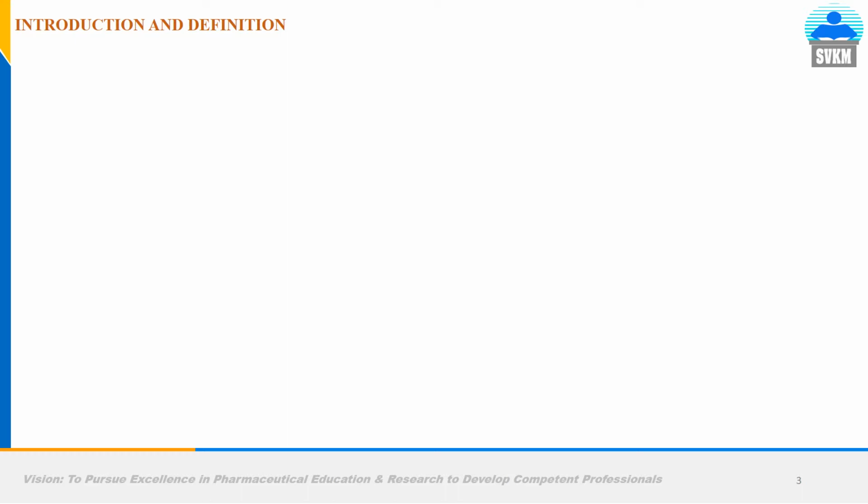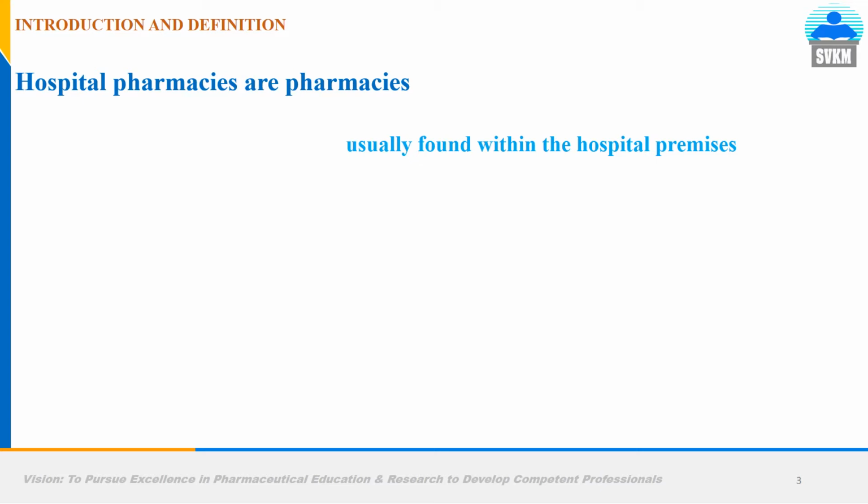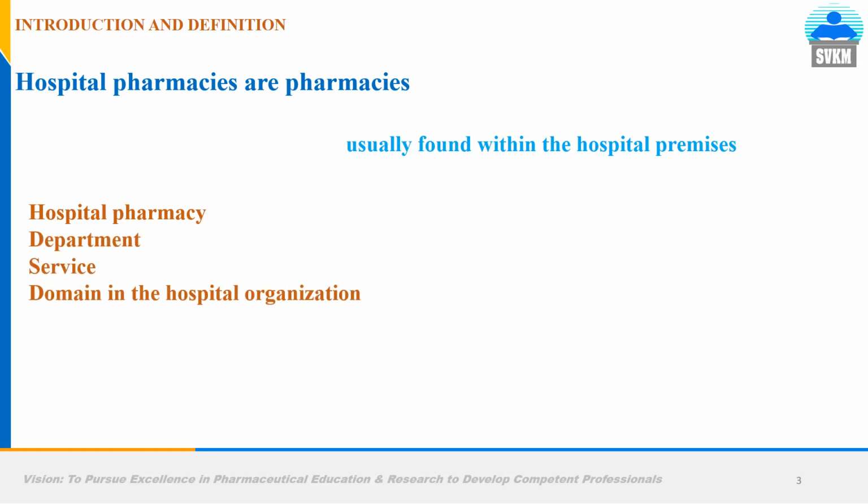Now we will start with the introduction and definition. Pharmacies are functionally categorized into two major groups. The first group is called hospital-based pharmacy, whereas the second group is called standalone pharmacy, or SAF pharmacy. Hospital-based pharmacies, or HBP, are pharmacies usually found within the hospital premises. They are a department, a service, or a domain inside the hospital organization.